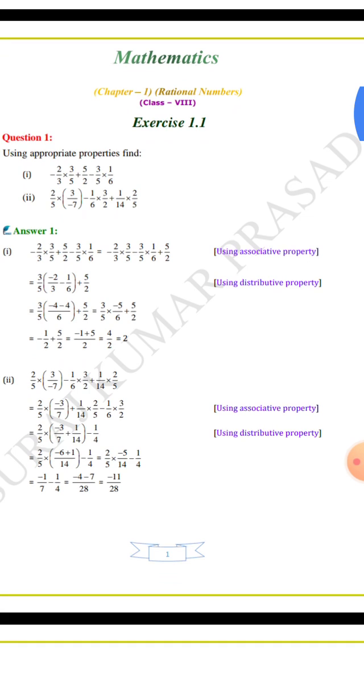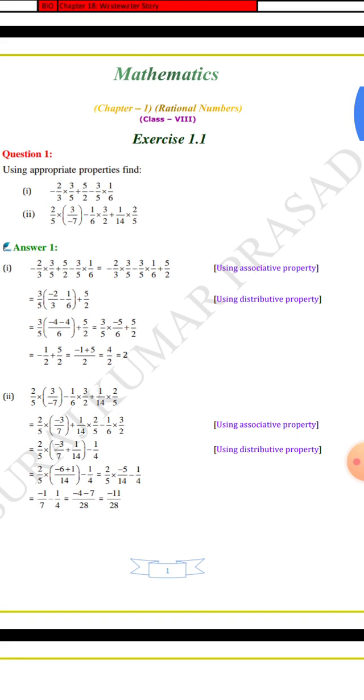Let's solve the first one. -2/3 × 3/5 + 5/2 - 3/5 × 1/6. By using appropriate properties, we can write this as -2/3 × 3/5 - 3/5 × 1/6 + 5/2. And by using the distributive property, we can also write the given expression as 3/5 of (-2/3 - 1/6) + 5/2.